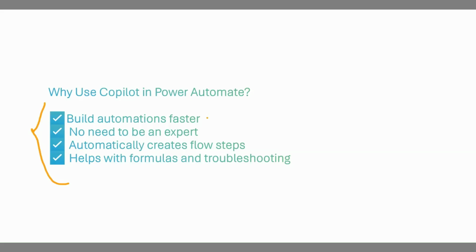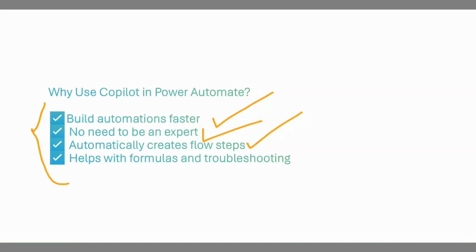That means instead of manually adding every step, you can simply describe what you want in plain English, and then Copilot creates most of the flow for you. The second reason is no need to be an expert. You don't need to know all the technical details of Power Automate. Let's say you don't need to know how to write expressions. In that case, you can use Copilot, and Copilot will guide you through the process and help you get started quickly.